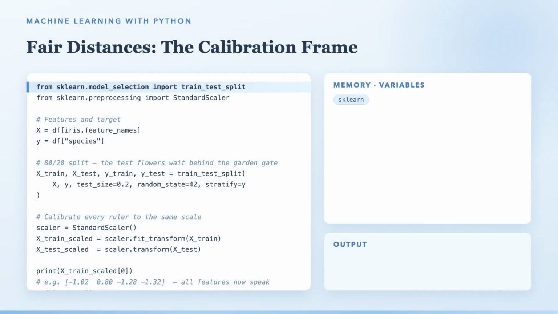Before we measure any distance, we need to be fair about it. Look at these two rulers. Sepal length runs from about 4 to 8 centimeters. Petal width barely reaches 2.5. If we measure distance with the raw numbers, the big ruler drowns out the small one. The loudest feature wins, not the most important one.